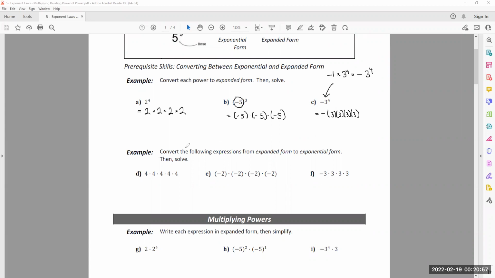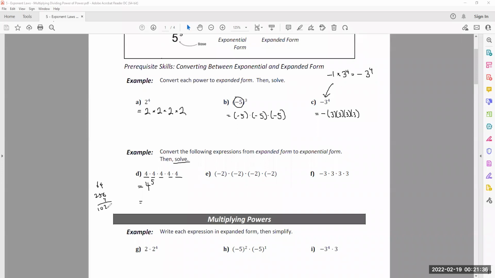So maybe some other examples might raise better questions, and you can see it in different circumstances, which makes your life easier. Second example, convert the following expressions from expanded form to exponential, and then solve. So 4 is to the power of 5 because I see 4 being multiplied 5 different times. And if I were to do that, I could do that in the calculator, right? That's what 4 times 4 is 16, times 4 is 64, times 4 is 256, times 4 is 1028.